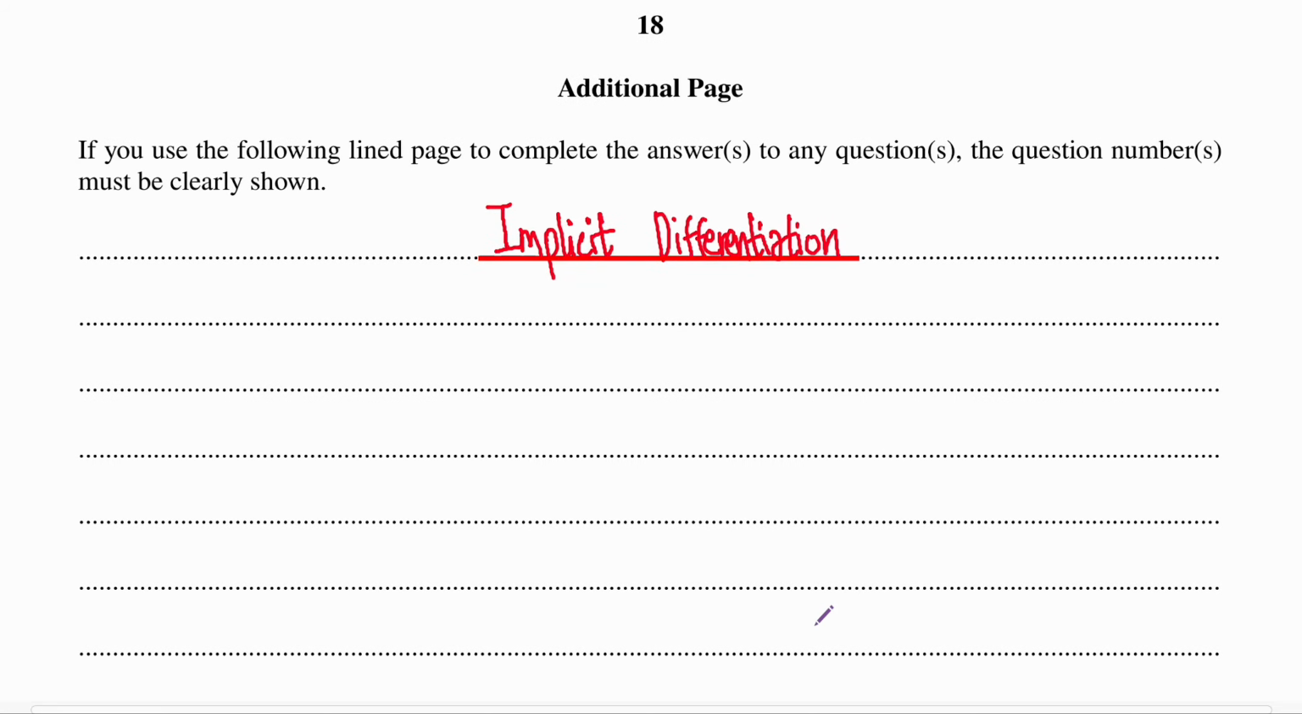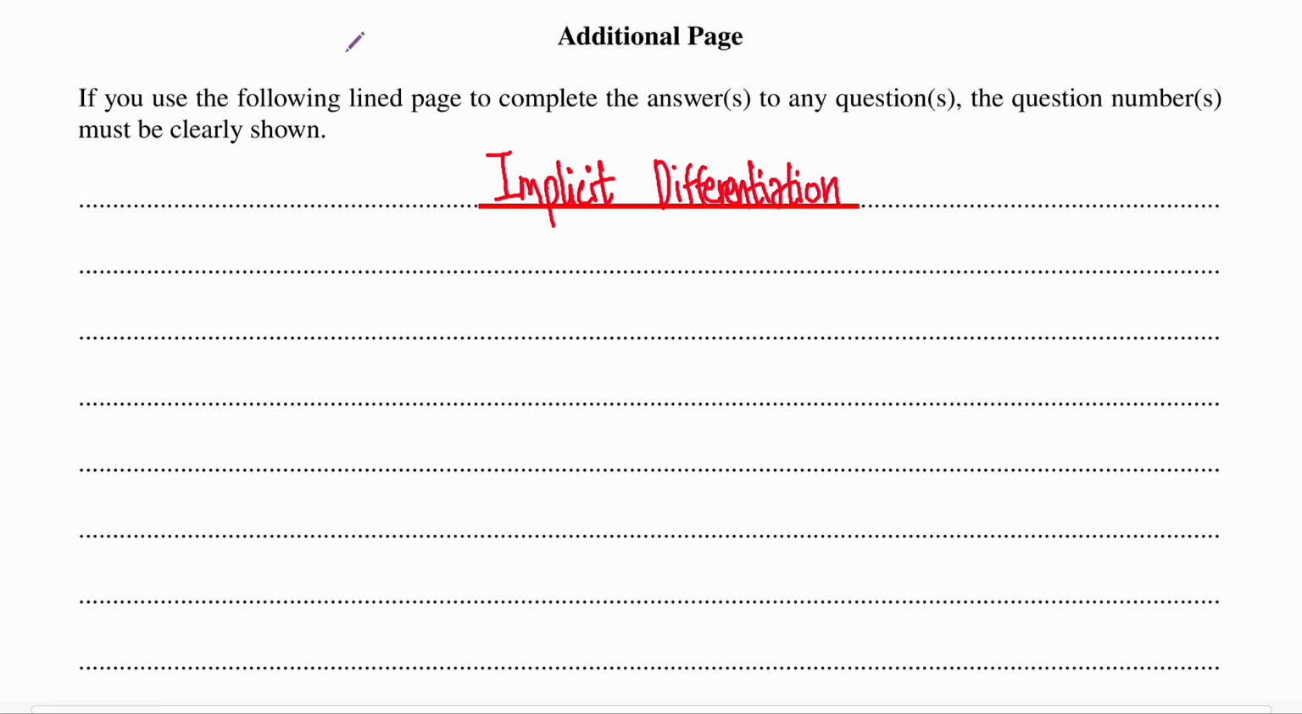So what is implicit differentiation? So what does implicit mean? Usually we're used to functions like y is equal to x squared or y is equal to sine x, and these are called explicit functions. A simple way to think about it is that you can separate y on one side and everything with x on the other side.